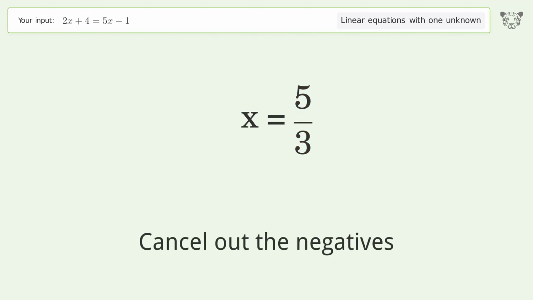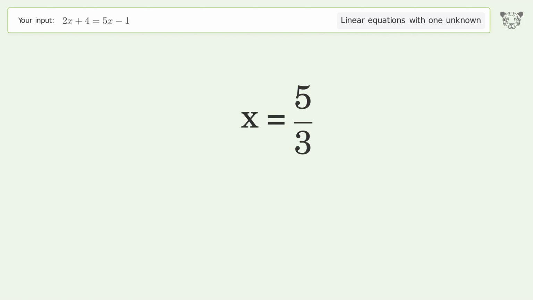And so the final result is x equals 5/3.